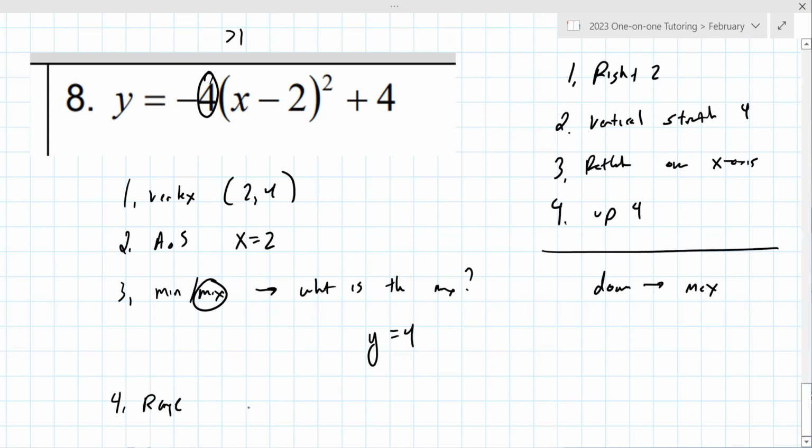Y is less than or equal to 4. So see how it's related to the max? And it's related to the vertex, the y value of the vertex. Okay, great. All right, now let me grab the equation one more time.